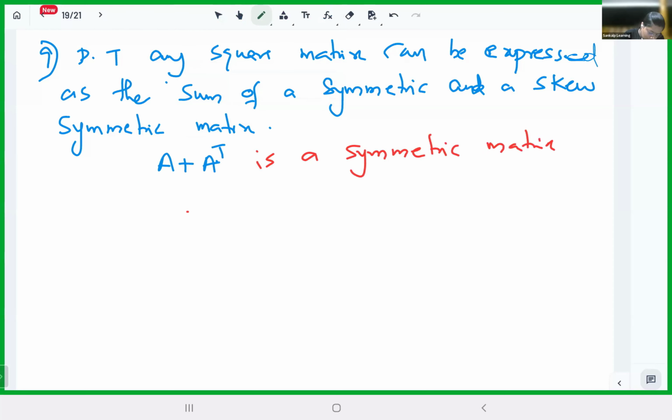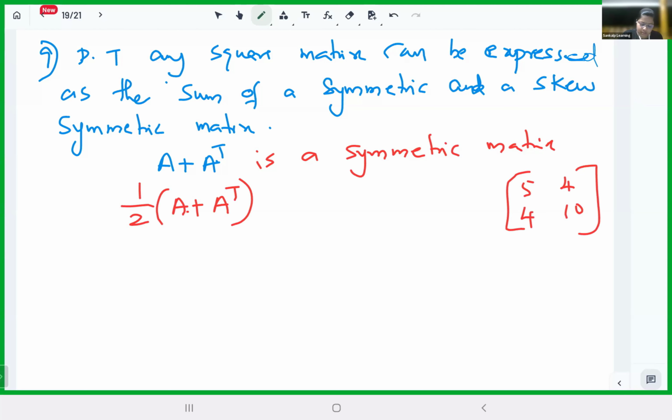Now, what about half of A plus A transpose? Half of A plus A transpose is nothing but we are multiplying this matrix A plus A transpose with a scalar value 1 by 2. So that matrix will also be symmetric, right? So for example, if you consider 5, 4, 4, 10.